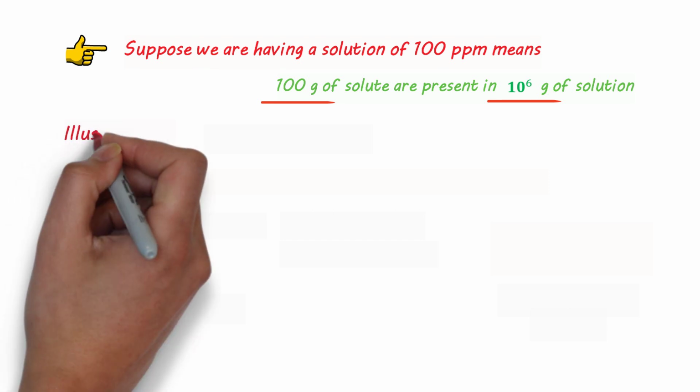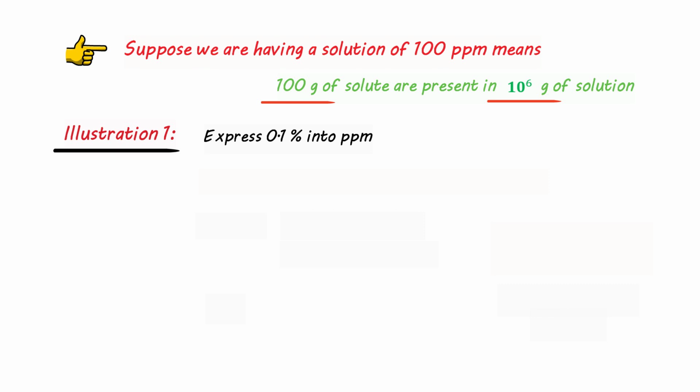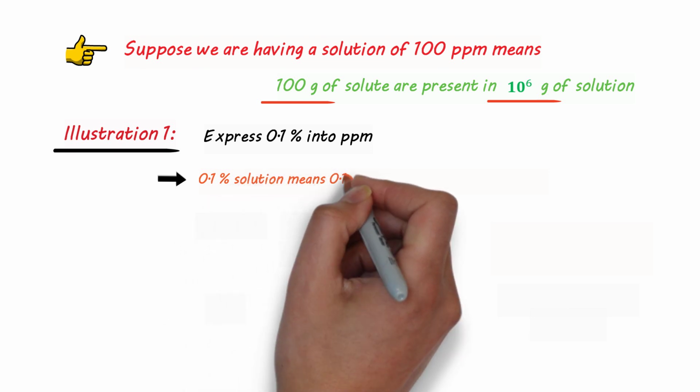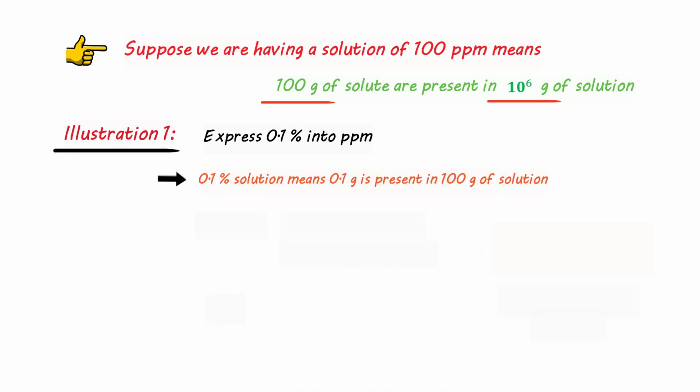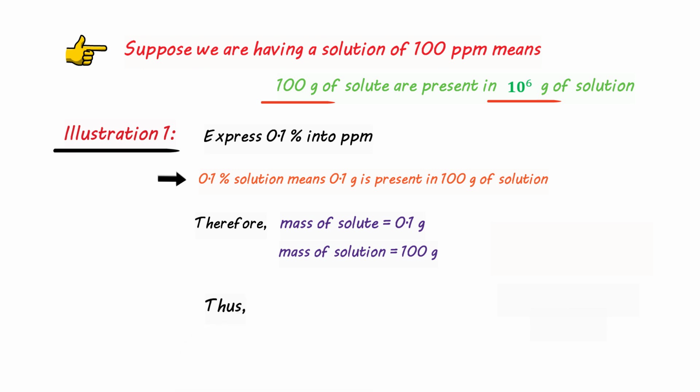Now let's have an illustration. Express 0.1% into ppm. 0.1% is not an appropriate way of expressing concentration. So let's convert it into ppm to see how much it can be. As you know, 0.1% solution means 0.1 gram is present in 100 grams of solution. Therefore, mass of solute will be equal to 0.1 grams and mass of solution is equal to 100 grams. Thus, ppm can be calculated as ppm is equal to 0.1 by 100 into 10 raised to the power 6, which comes out to be 1000 ppm.